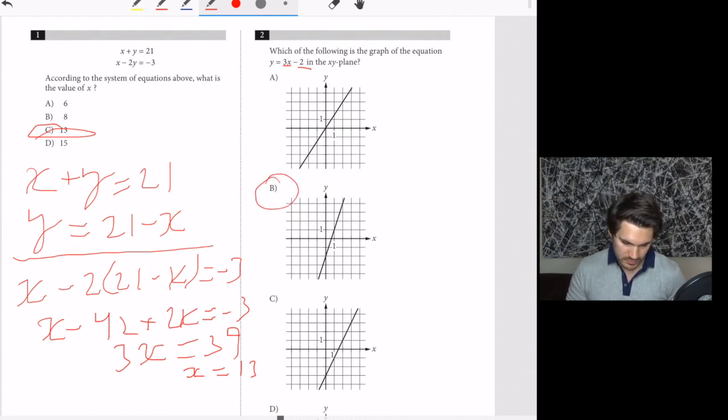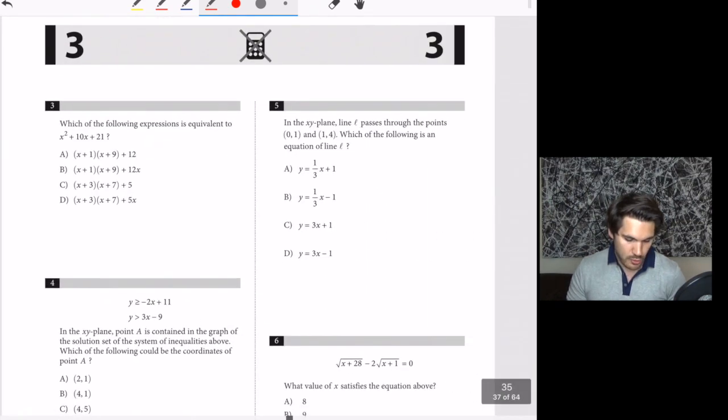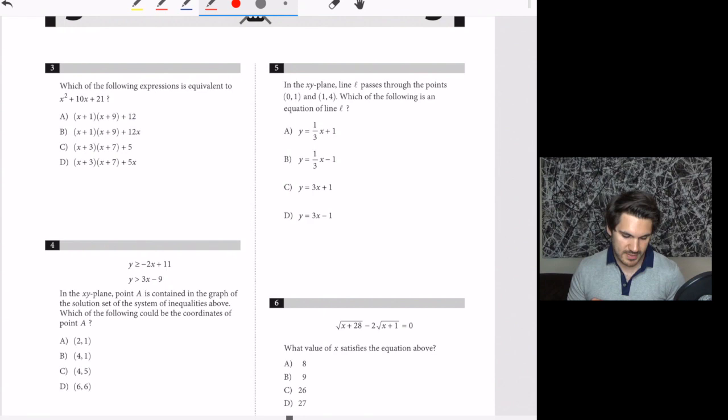Okay, cool. Let's go to number 3. Which of the following expressions is equal to x squared plus 10x plus 21? Well, let's see what we've got here. We've got an x squared, 10x, 21. We know our c value, that last constant, is 21. So when we distribute out the answer choices, we need to get 21 at the end. Let's start with A. If we distribute A out, we'll get x squared plus 9x plus x, that's plus 10x, plus 9 times 1 is 9 plus 12 is 21. Boom, A is good. We don't have to check any of the other answers.